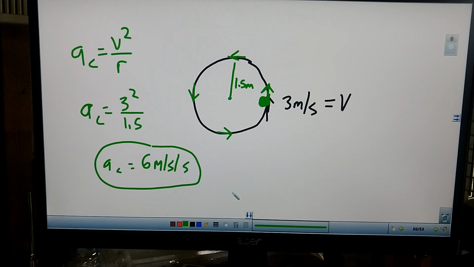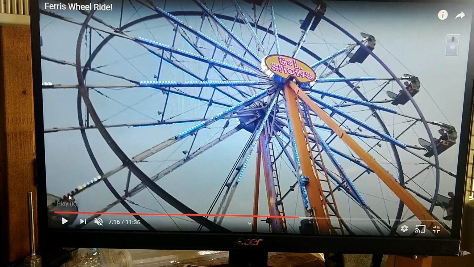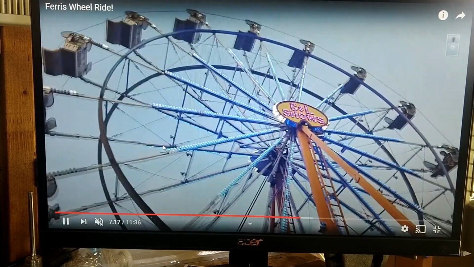All right, so that's simple, correct? Now here's a video of a Ferris wheel. Notice it's much, much larger. But if you think about it, the people on the outside are going faster.